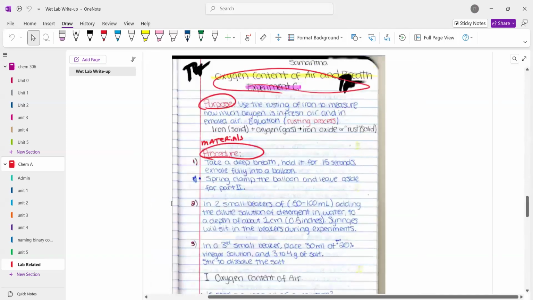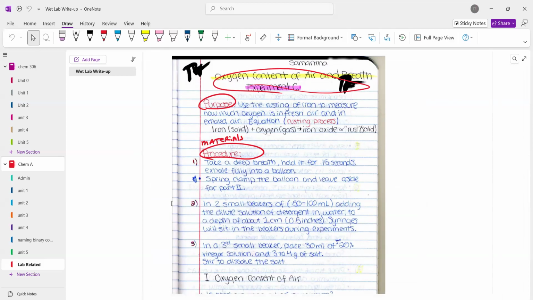Okay, so let's look at a lab. You get two signatures on the lab. The one on the right is for, did you do the pre-lab? And are you missing any parts to the pre-lab? The one on the left is for cleanup. Before you leave, make sure I sign off on your cleanup.